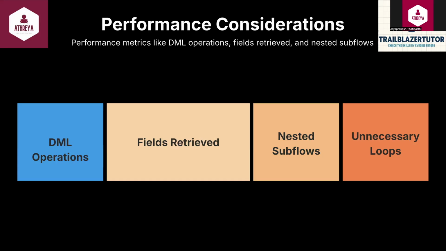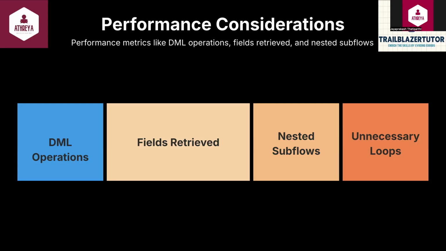We have already looked into all these performance considerations in our previous flow related sessions, and most of those apply to screen flow as well. First, keep an eye on the number of DML operations performed within your flow. Every time a record is created, updated, or deleted, it counts as a DML operation. Performing too many of these can trigger governor limit errors or slow down your flow execution depending on the amount of automation on that object.